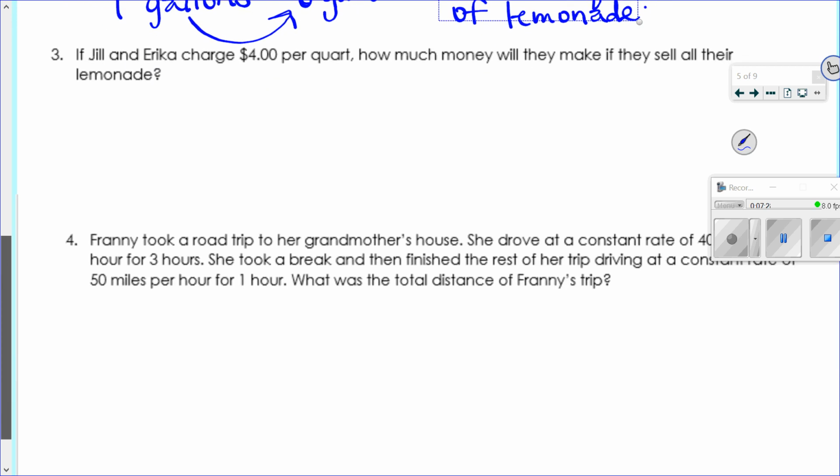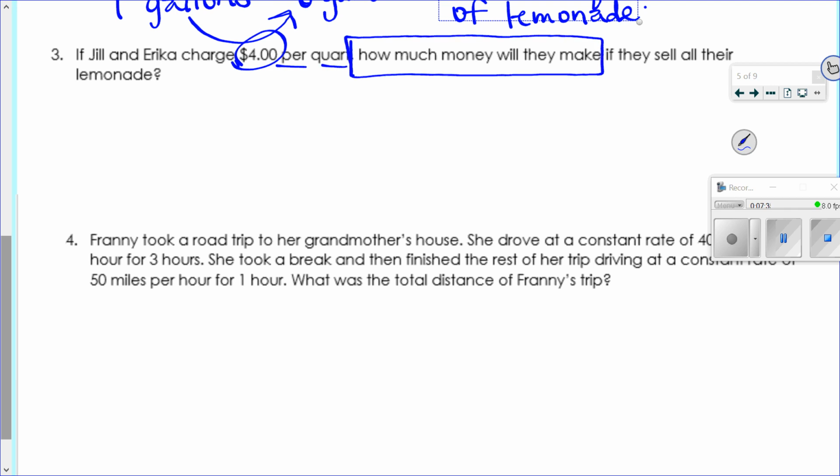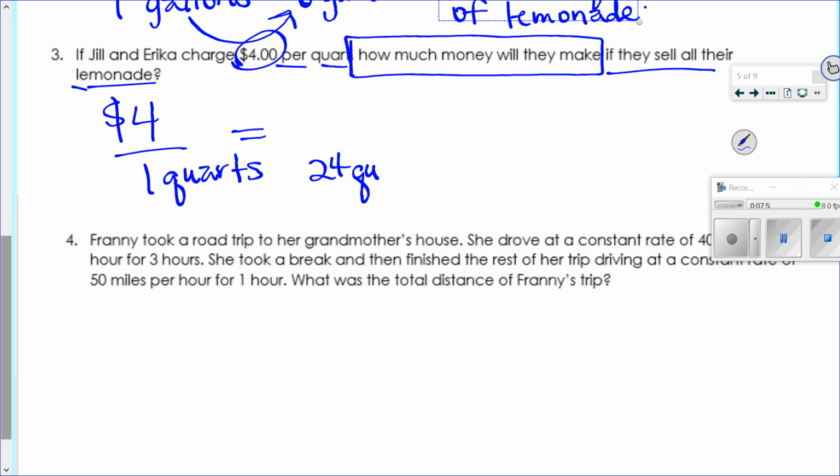If Jill and Erica charge $4 per quart, here's my question. How much money will they make if they sell all their lemonade? Okay, so $4 per quart, okay? $4 per quart. How many quarts did they make? 24 quarts. What do I need to do? I went from 1 to 24, multiply by 24. What did we get? 96.